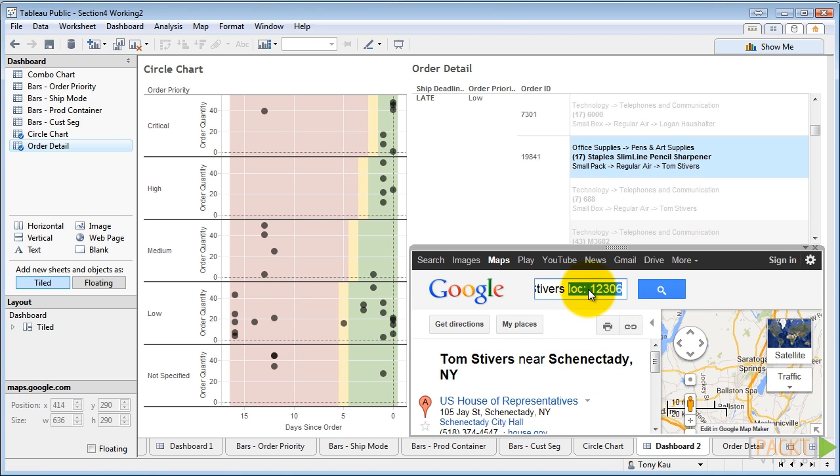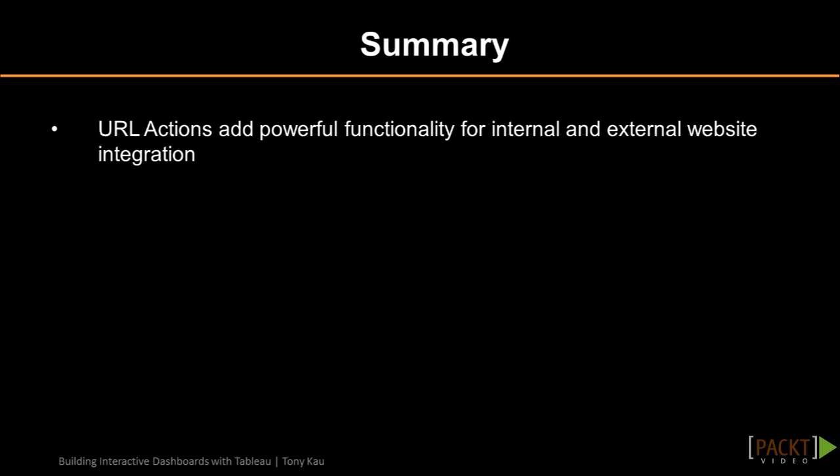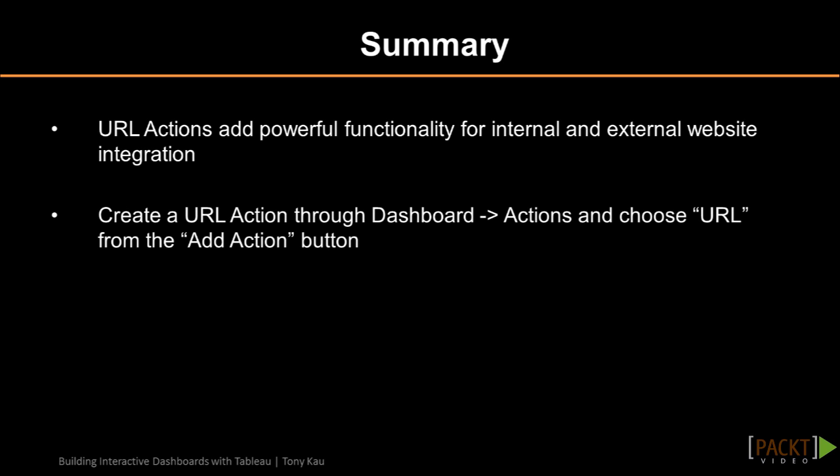So in this video, we covered label formatting and learned the powerful capabilities of web page and URL integration, which open up a world of options for us. We can create these URL actions by going to Dashboard, Actions, and choosing the URL under the Add menu. In the next video, we'll be working with moving between dashboard sheets in a drill-down fashion.